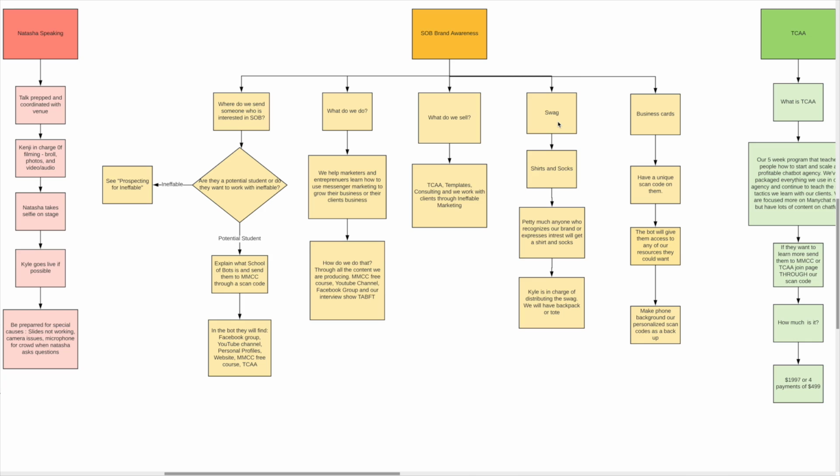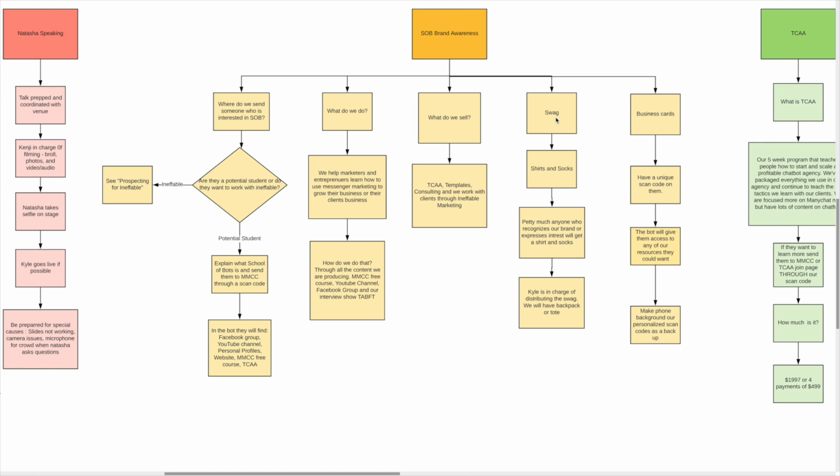Probably my favorite process now in the School of Bots brand awareness subsystem is going to be swag, right? I love swag. As you can see, I'm wearing my shirt now. I pretty much live in the School of Bots shirt. I think that's really good when you own your own brand and you have your own image, that you really put that out there as much as possible and you associate your face and your voice with that brand image.